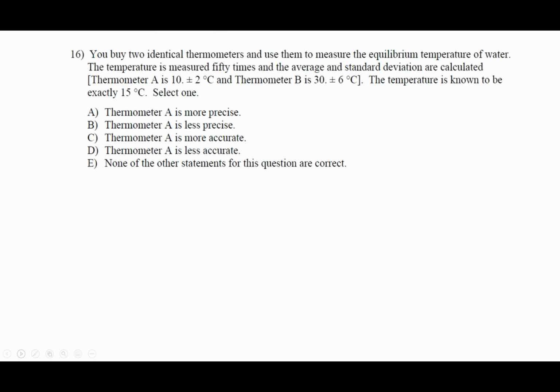You buy 2 identical thermometers and use them to measure the equilibrium temperature of water. The temperature is measured 50 times and the average and standard deviation are calculated. Thermometer A is 10, plus or minus 2, and thermometer B is 30, plus or minus 6. The temperature is known to be exactly 15 degrees C. Select 1. Okay, well, we're looking at either is it more precise or accurate or none.